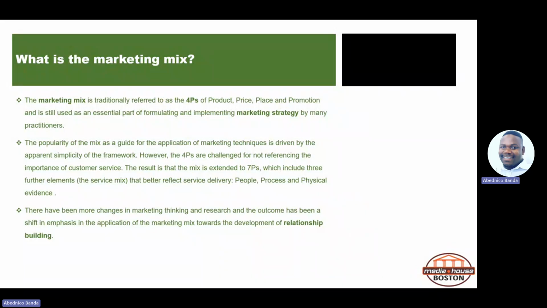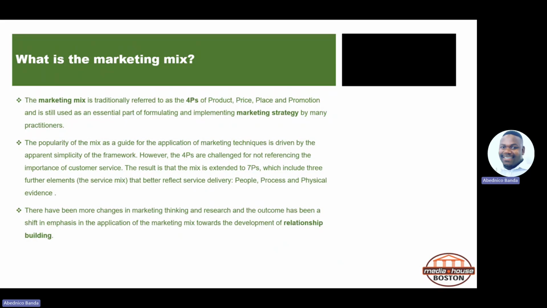However, the popularity of the mix as a guide for the application of marketing techniques is driven by apparently the simplicity of the framework. The 4Ps are challenged for not referencing the importance of customer service, people, for example, process and physical evidence. So those 3Ps are more to do with customer service. So the result is that the mix is extended to 7Ps, which include 3 further elements, the service mix, that better reflect this service delivery. So these are people, process, and physical evidence.